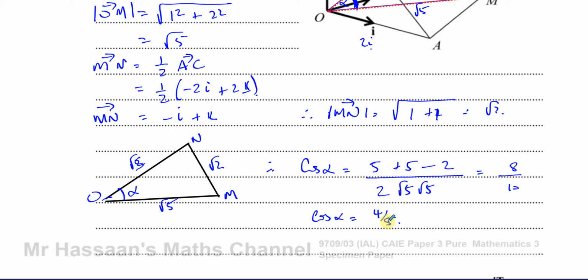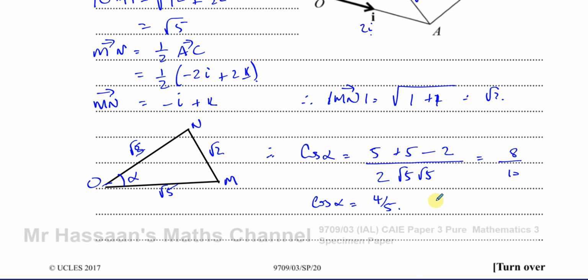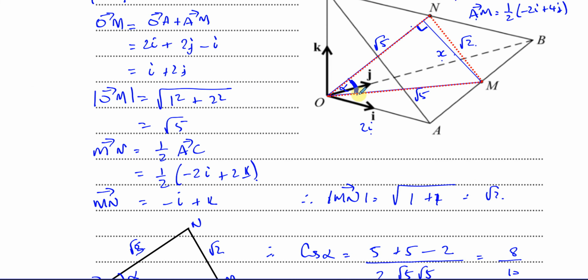We don't actually have to find what alpha is. We want things in exact form as the answer suggests. Show that it's 3 over 5 root 5. That's going to be the length of O to N. But once we've found that, we can now use this right angle triangle. I now know what this angle is here. I know the cosine of this angle.